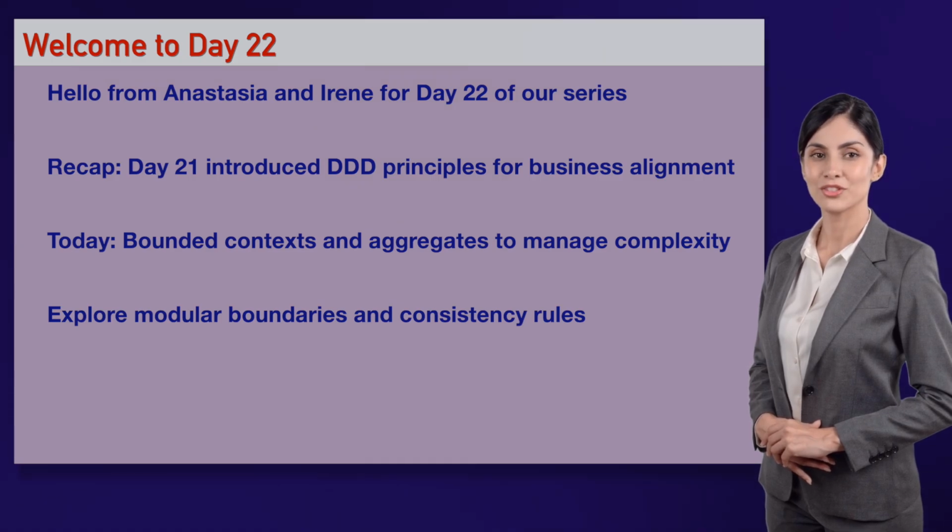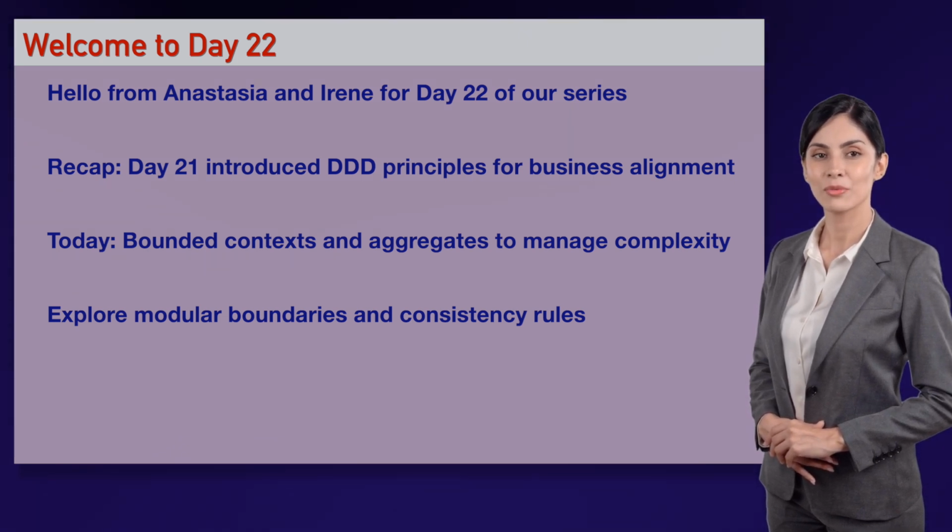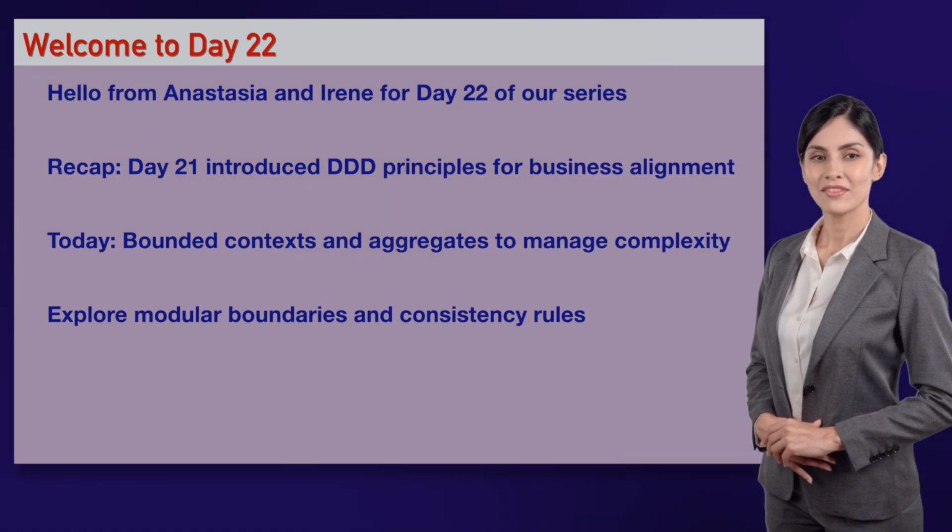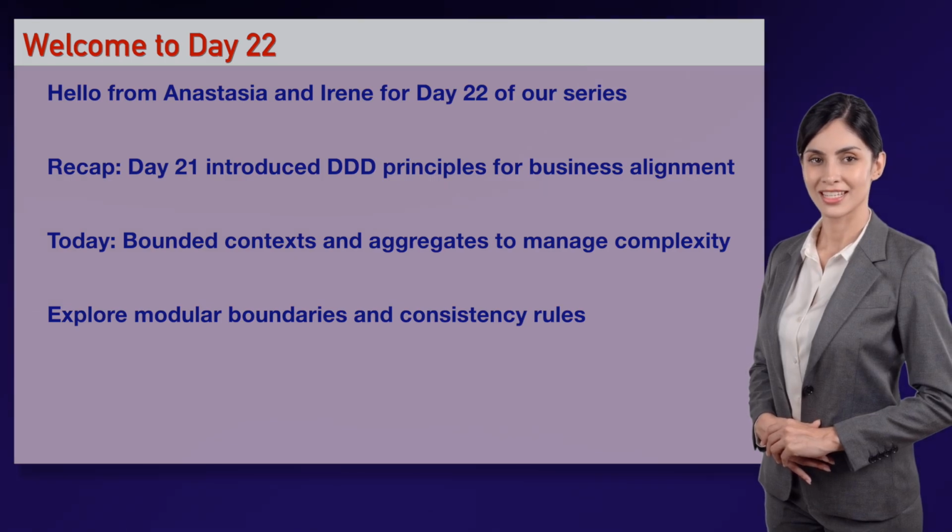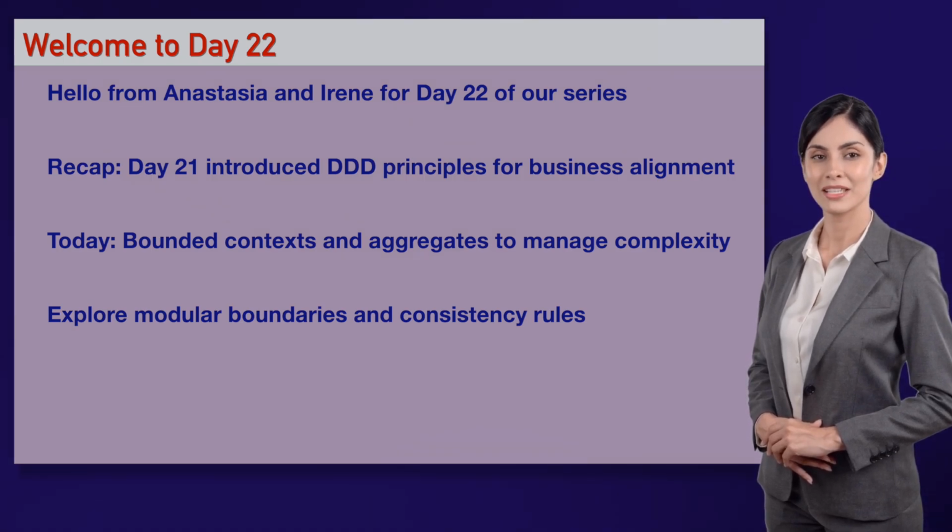In day 21, we introduced domain-driven design principles, focusing on aligning software with business domains through ubiquitous language, strategic modeling, and tactical building blocks to create expressive, evolvable architectures. Today, we're diving deeper into two core DDD tools: bounded context for defining explicit modular boundaries, and aggregates for enforcing consistency within clusters of objects, showing how they work together to tame complexity in large systems, prevent model pollution, and enable independent evolution while maintaining business integrity.